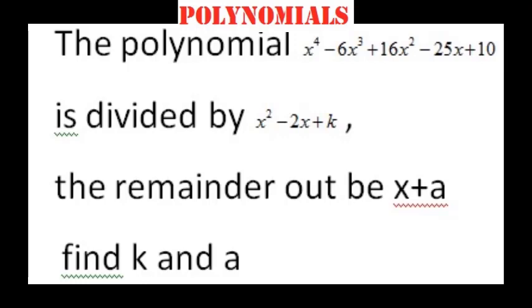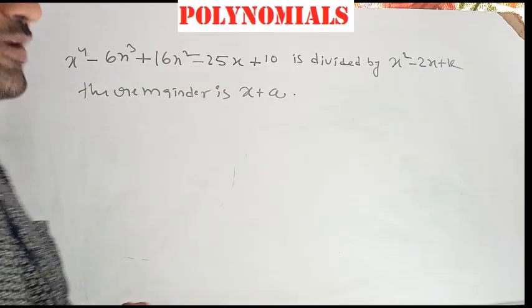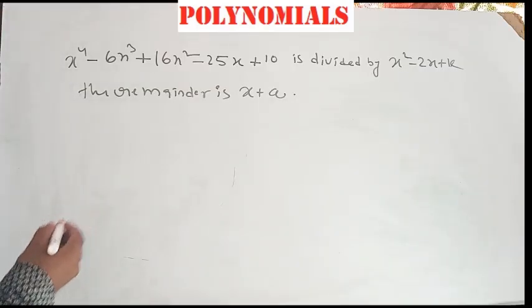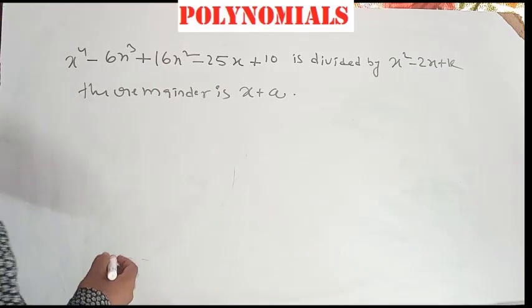If the polynomial x^4 - 6x^3 + 16x^2 - 25x + 10 is divided by x^2 - 2x + k, then the remainder is x + a. Then find the values of k and a. By using the long division method, you can find the values of a and k.